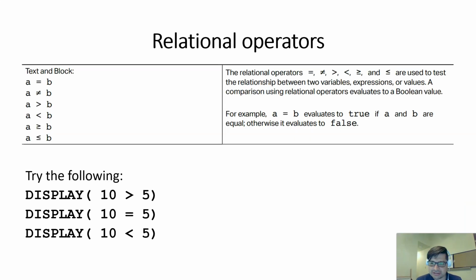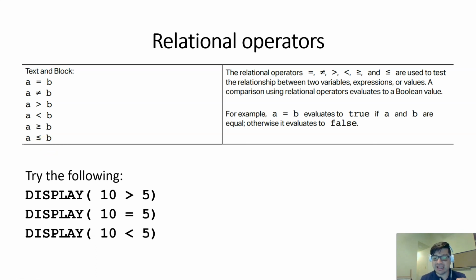Relational operators. One of the reasons I mentioned Boolean is because we're going to go over relational operators, and relational operators result in either a true or false. All of these, for example, that you might be familiar with from math: equals, not equals, greater than, less than, greater than or equal to, less than or equal to. They all tell you about the relationship between two numbers.